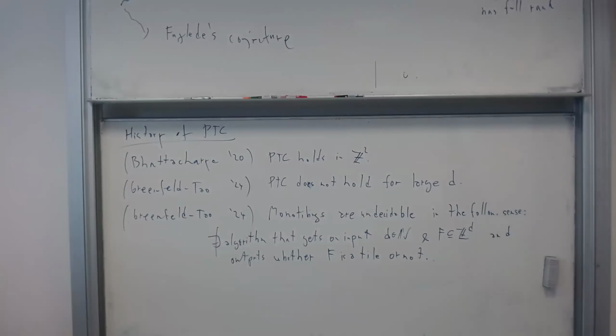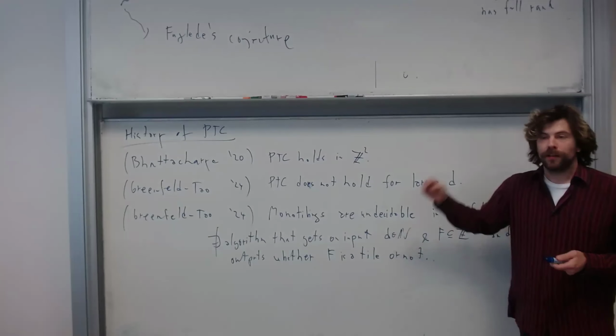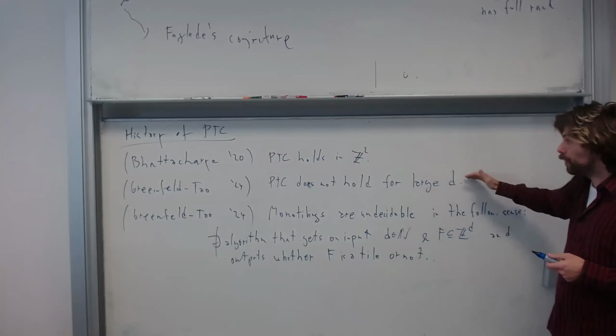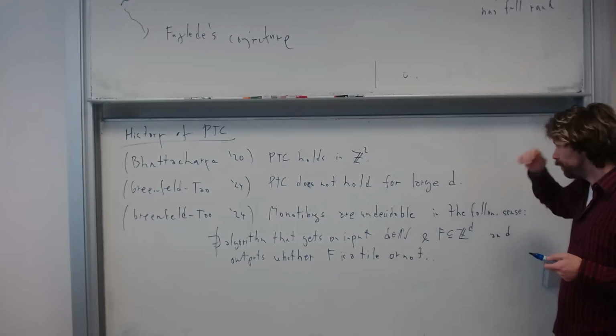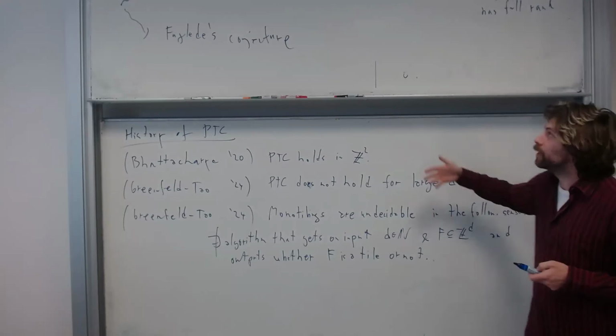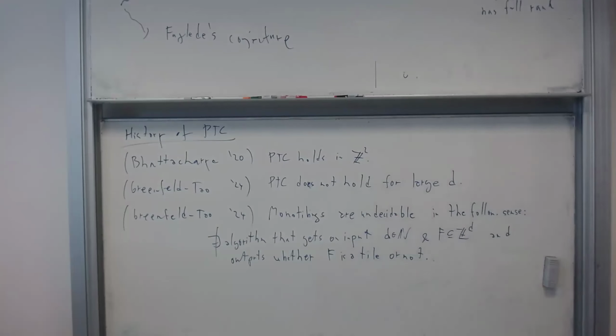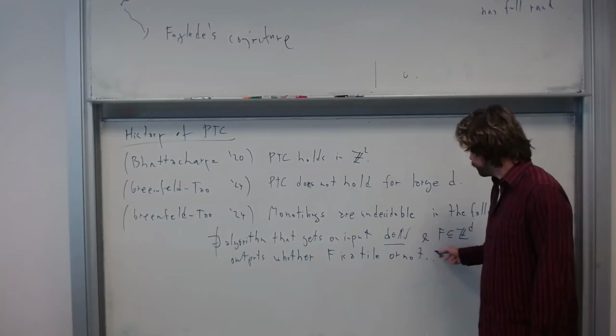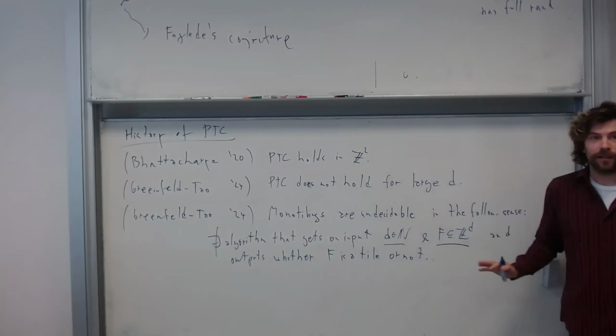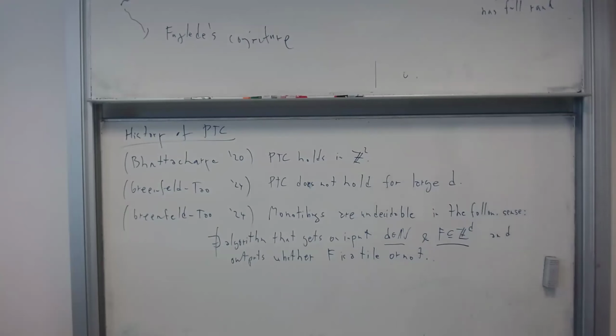So somehow it's actually not known if there is a single dimension. So they know that PTC doesn't hold for large dimension, but they don't know if this implies undecidability for a single dimension. They can just prove that if the input is both the number and the shape, then it's undecidable. Okay. So these are some big recent results.